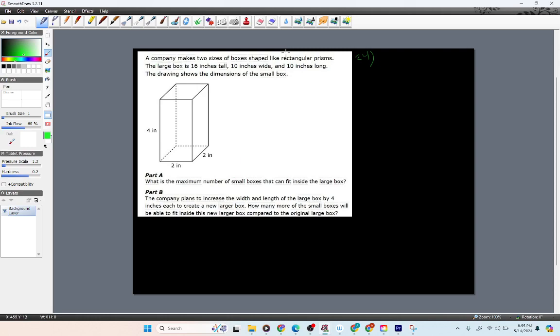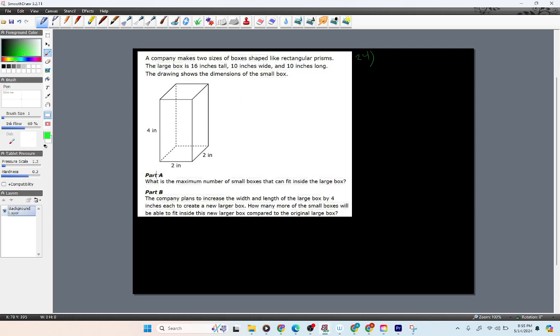A company makes two sizes of boxes shaped like rectangular prisms. The large box is 16 inches tall, 10 inches wide, and 10 inches long. The drawing shows the dimensions of the small box. Okay, so we see the small box shown here.